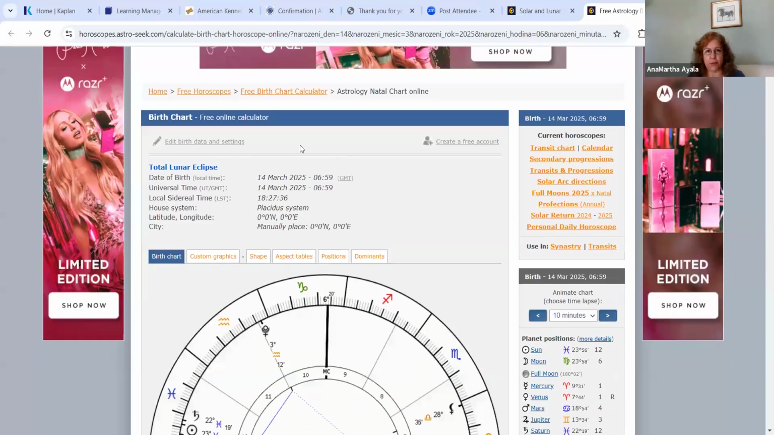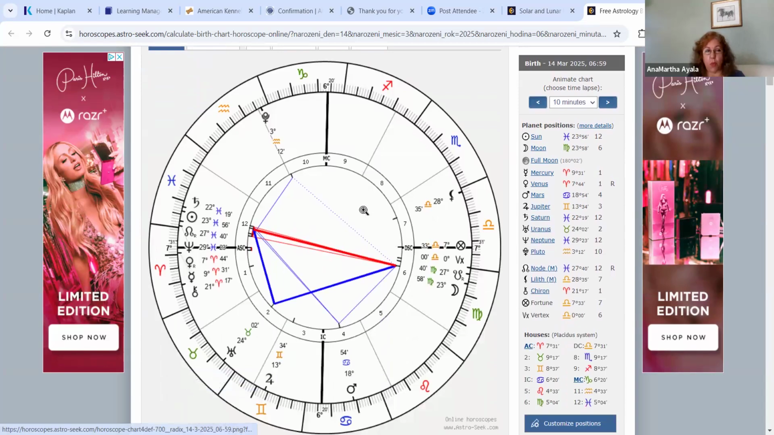This is the eclipse for March 14th of 2025. It will happen at 6:59 GMT time. So a full moon eclipse is when the sun is in opposition to the moon, right? So that is what the full moon eclipse is. The sun is in opposition to the moon. So usually it brings up things that were hidden.